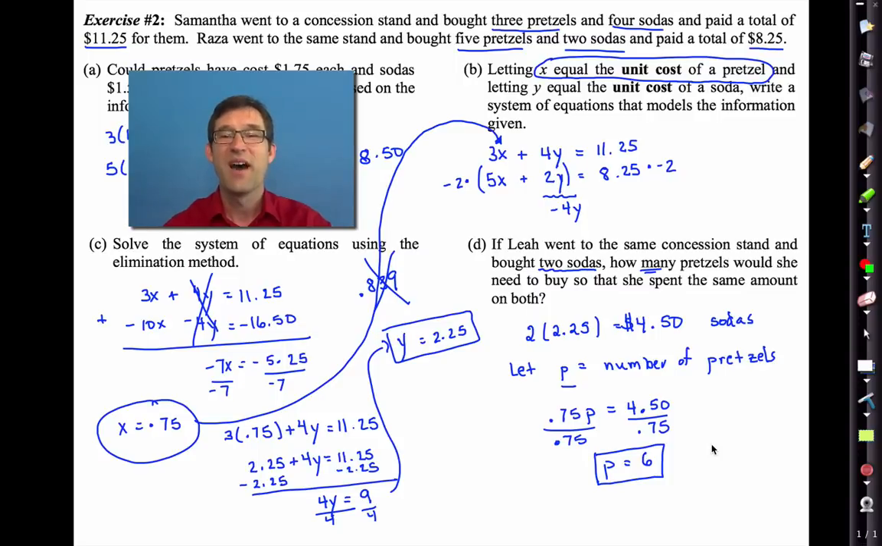All right, I'm going to clear out the text, so pause the video. Take as much time as you need to really think about this problem. Unit cost problems are very common when it comes to modeling using systems of equations, so this is quite an important one.